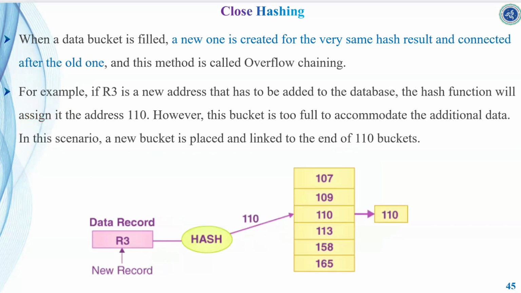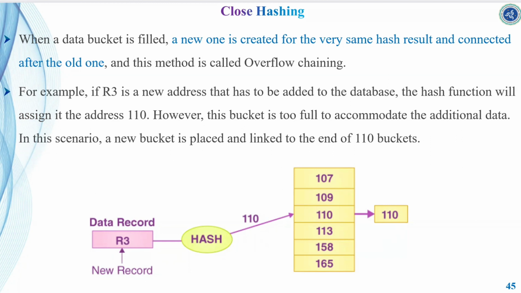Next one is closed hashing. Here, when the data bucket is filled, a new one is created for the very same hash result, and it will be connected to the old one. This is also known as chaining, or overflow chaining. Here again we are using the same R3 record. With the help of the same hash function, we have the address value 110. This 110 is already occupied by some other record and it is full, so there is no place in 110. So we are creating a new space, and that will also be assigned the same address, 110, in order to accommodate R3.